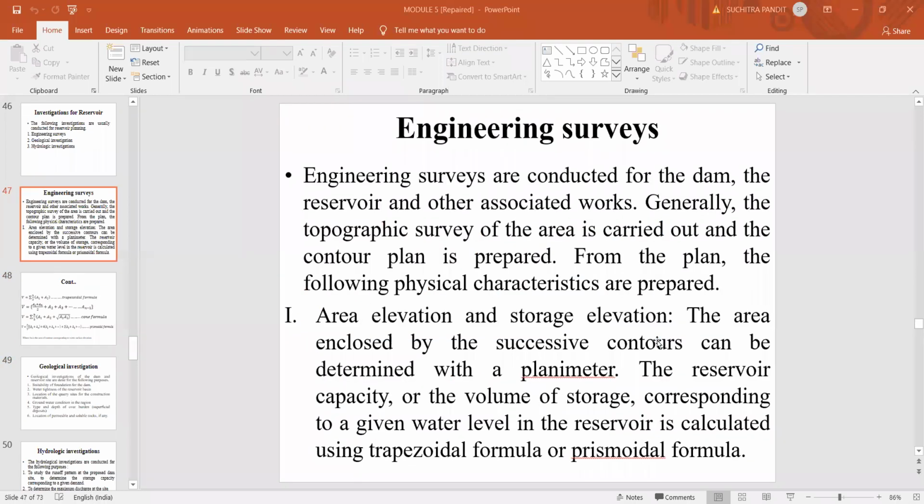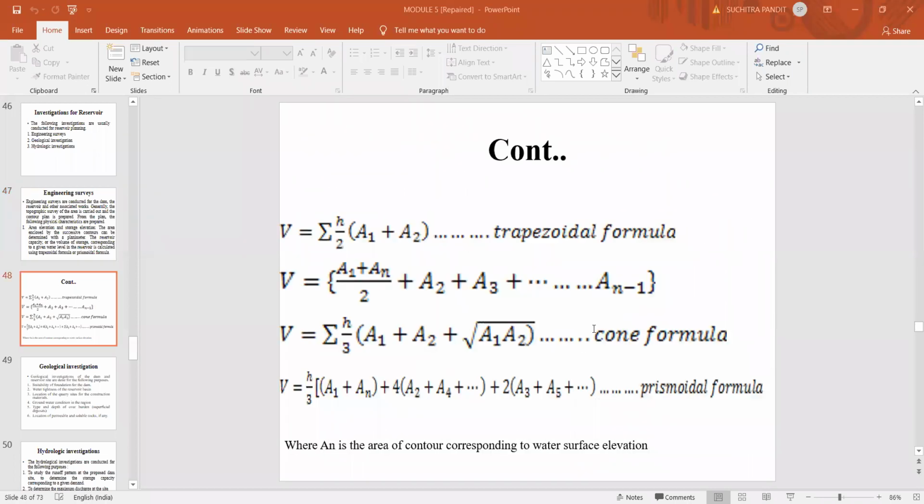Under engineering survey, we have certain equations to find out the area elevation and storage elevation. Here are some of the equations by which we can calculate the total volume of water that can be stored on the upstream side of the reservoir. The first one is the trapezoidal formula. It is of the form sigma h by 2 (a1 plus a2), where a1 and a2 are the areas and h is the height of water. Thereby we get the volume of water that can be stored using the trapezoidal formula.